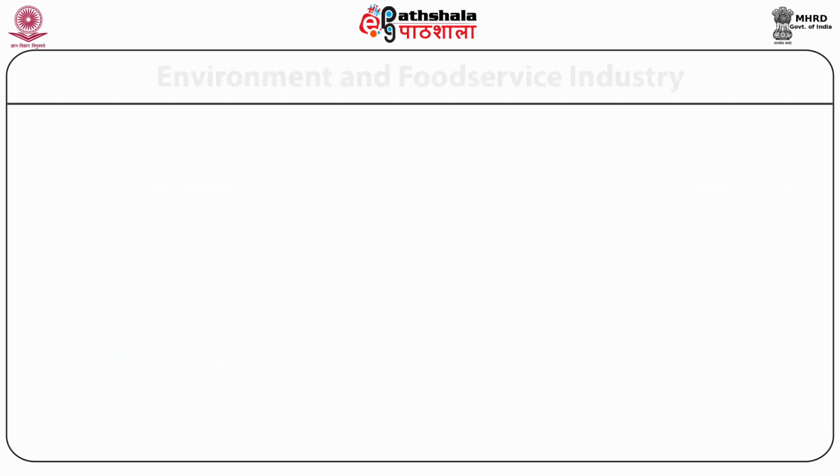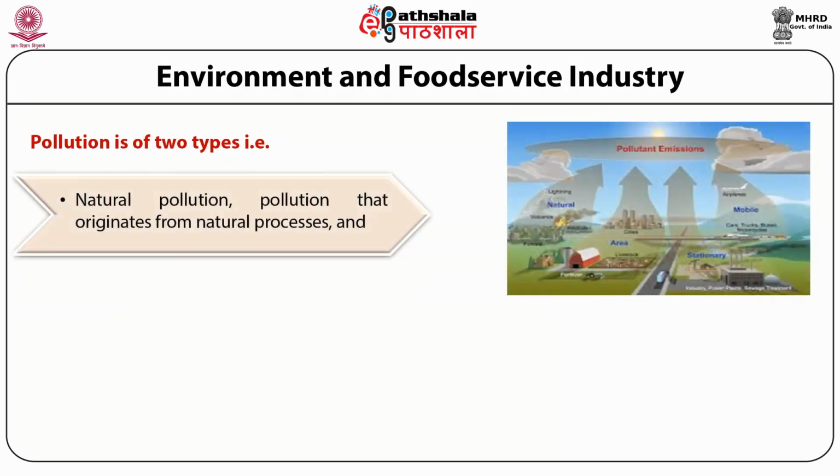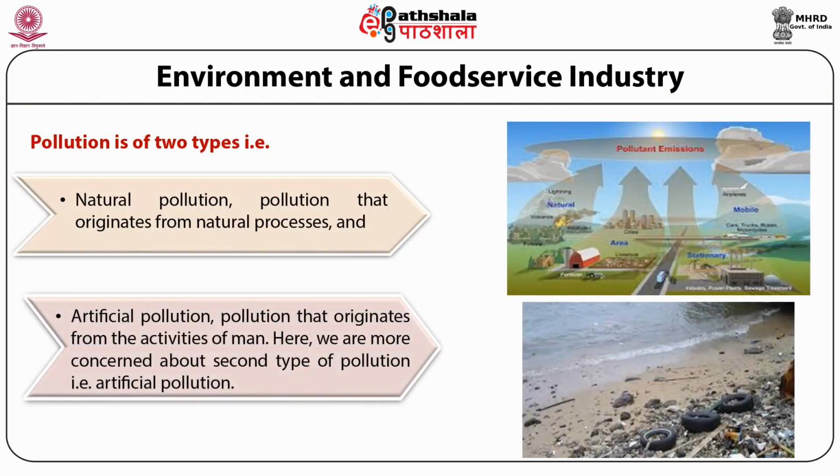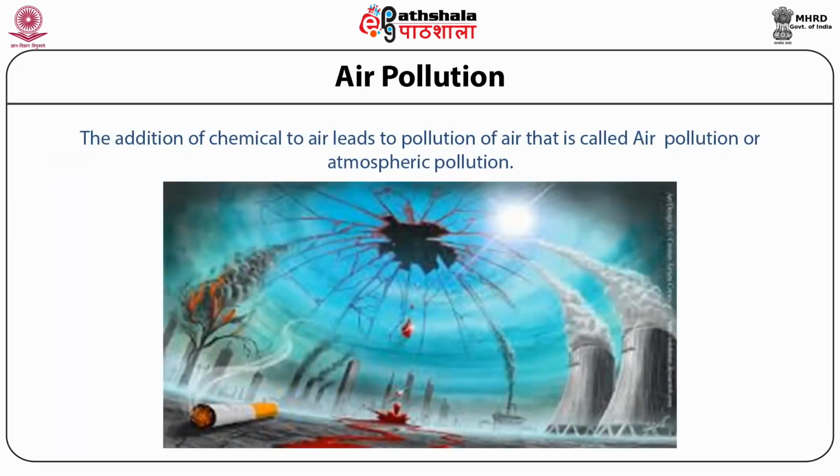Dear students, pollution is of two types, that is natural pollution and artificial pollution. Natural pollution is the pollution that originates from natural processes, and artificial pollution originates from the activities of human beings. Here, we are more concerned about the second type of pollution, which we all cause. It can be of various types, which we'll be discussing one by one. Air pollution is one of the main types of pollution. The addition of chemicals to air leads to pollution of air, which is called air pollution or atmospheric pollution.